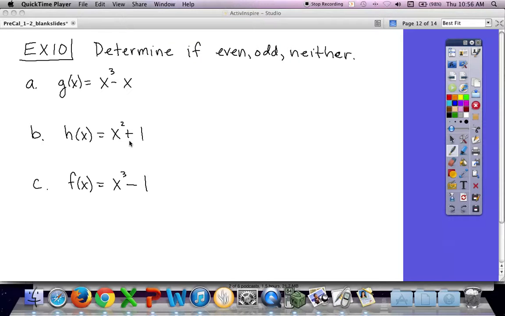Right? So this is example 10. We're going to actually do it twice. First, we'll do it with the algebra, and then we'll look at the graphs. Determine if even, odd, or neither.